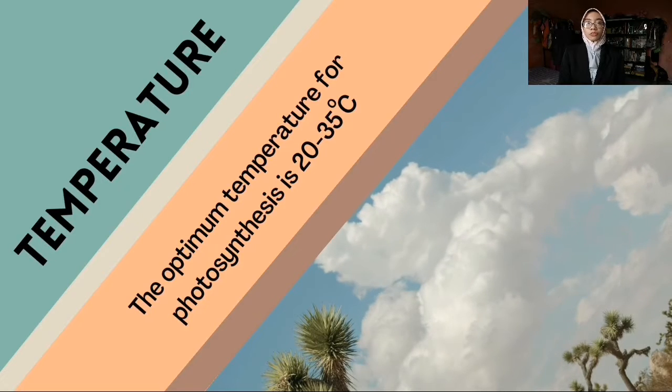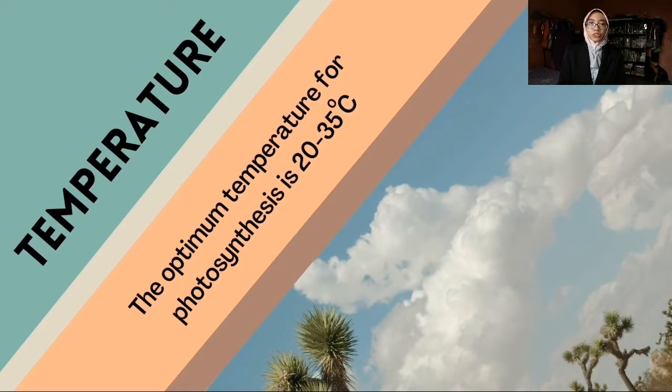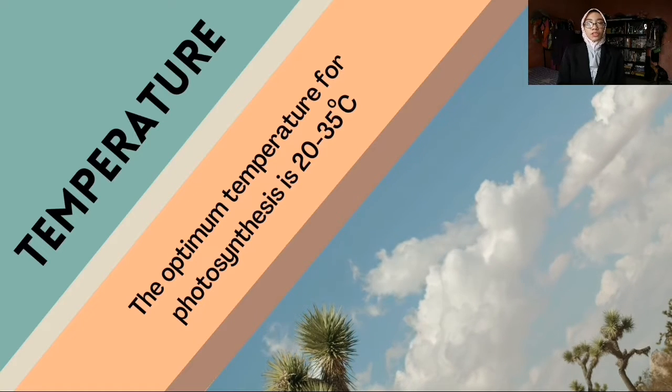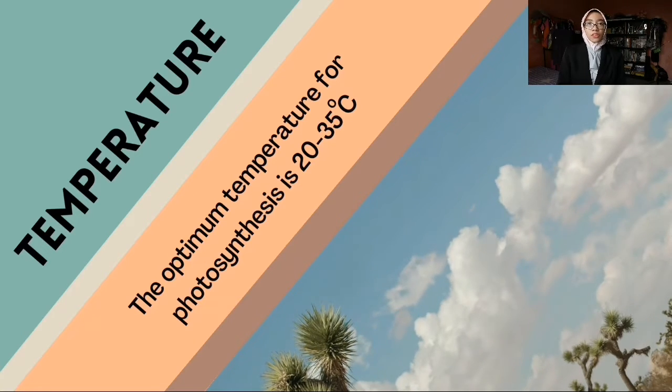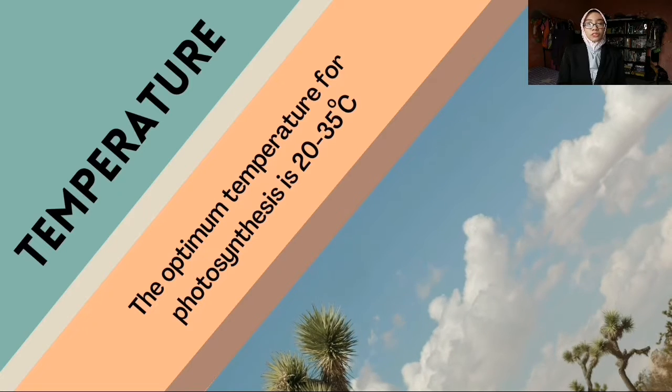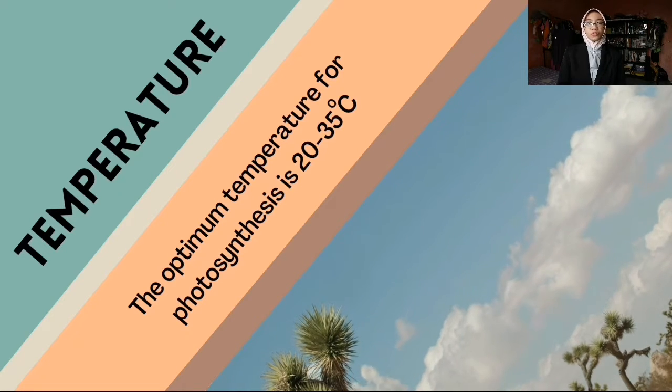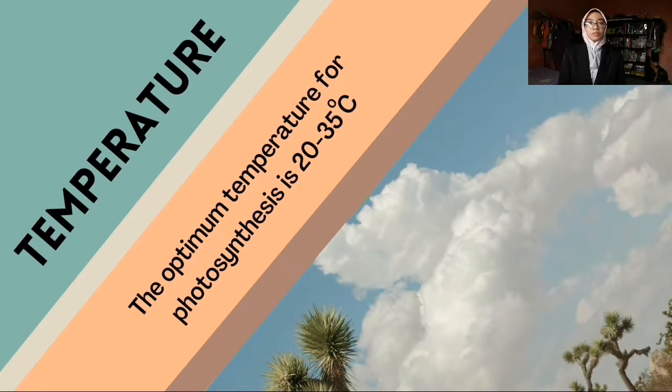Other than that, we have temperature. Did you know the optimal temperature for photosynthesis is between 20 to 35 Celsius? If the temperature is above 40 Celsius, the enzyme will be denatured. And this will make the substrate unable to fit into the enzyme.